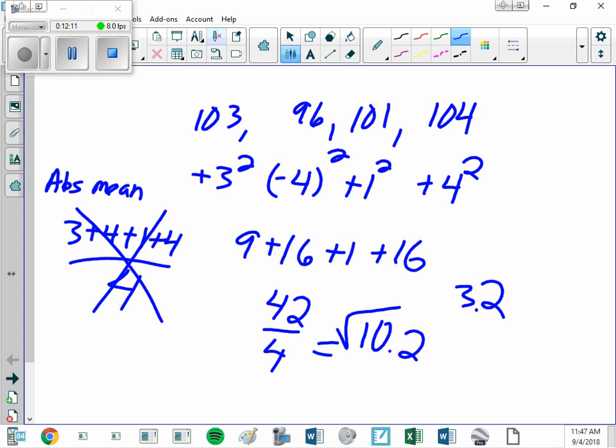So what does this number tell me? The numbers in the list are about 3.2 units away from the number 100. Does that make sense? Okay, now, if I did it this way, what sort of answer do you think I'm going to get? How would it compare to 3.2? It's going to be a little bit lower.